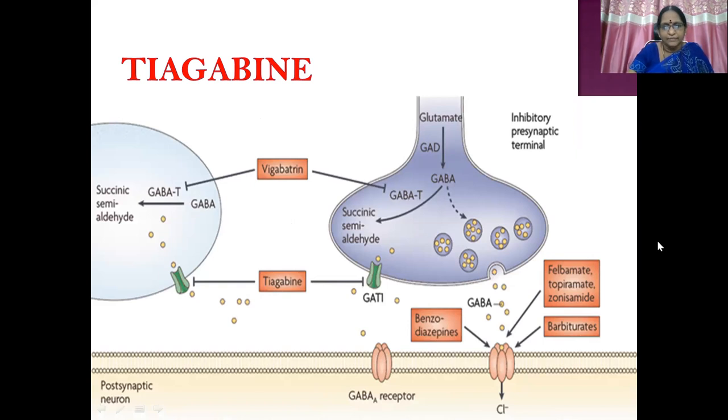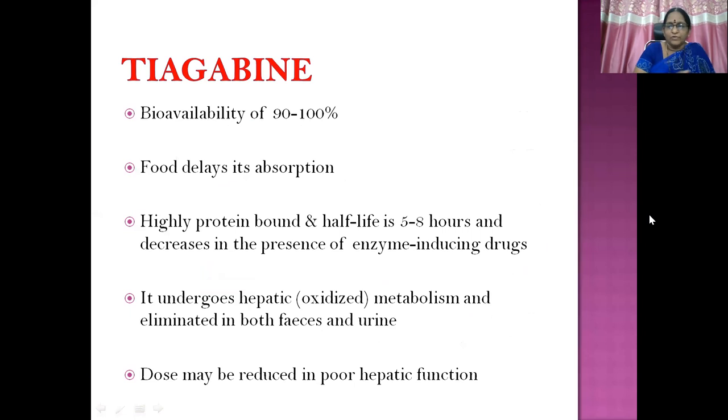So this tiagabine, you remember in our previous session also, we have discussed this diagram. It is going to inhibit the reuptake. So GAT reuptake, that is the main mechanism of action. So more amount of GABA is available for the anti-epileptic action. Then coming to the pharmacokinetics, bioavailability is 90 to 100%.